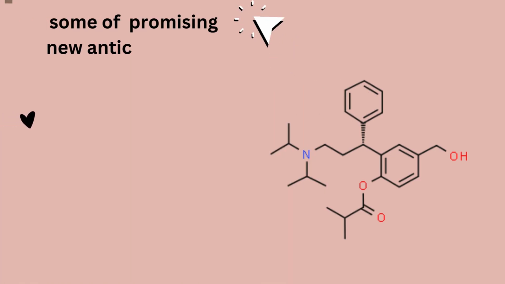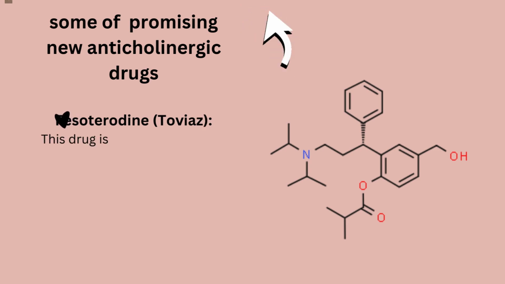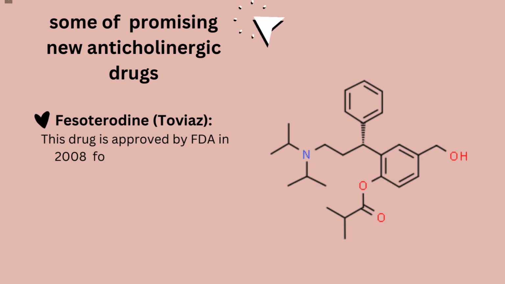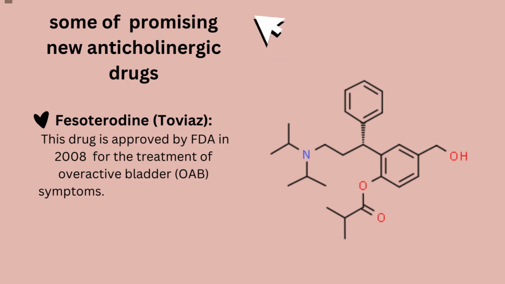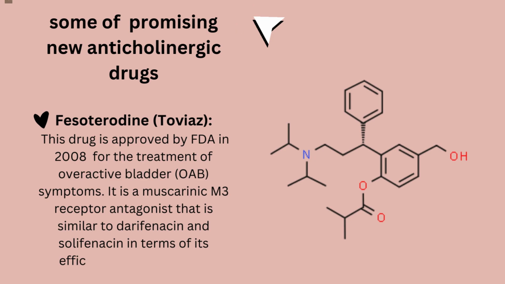Last but not least, an example of a promising new anticholinergic drug, which is fesoterodine, that is approved for the treatment of overactive bladder symptoms as M3 receptor antagonist, reducing the involuntary contractions of bladder muscles and improving urinary symptoms associated with overactive bladder. It's also similar to darifenacin and solifenacin in terms of its efficacy and side effects.